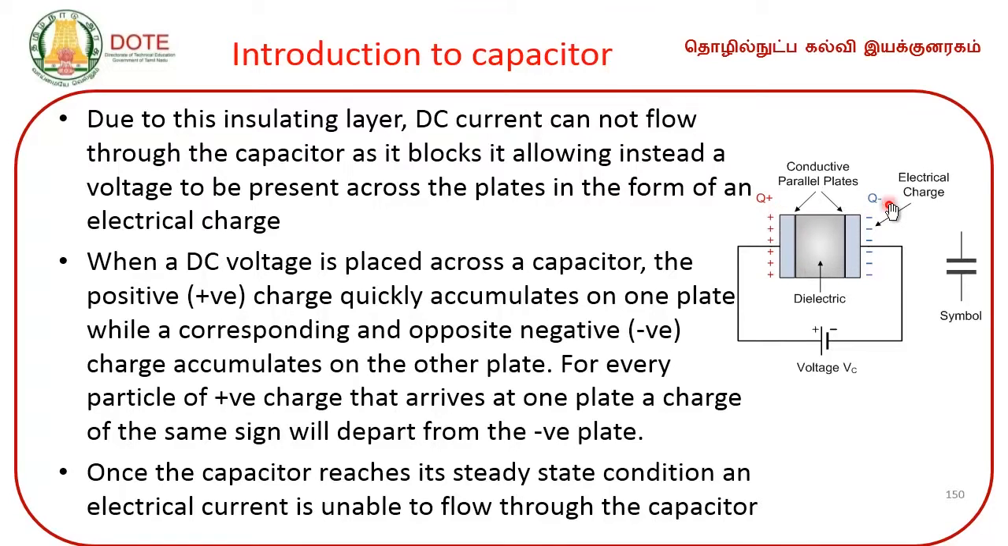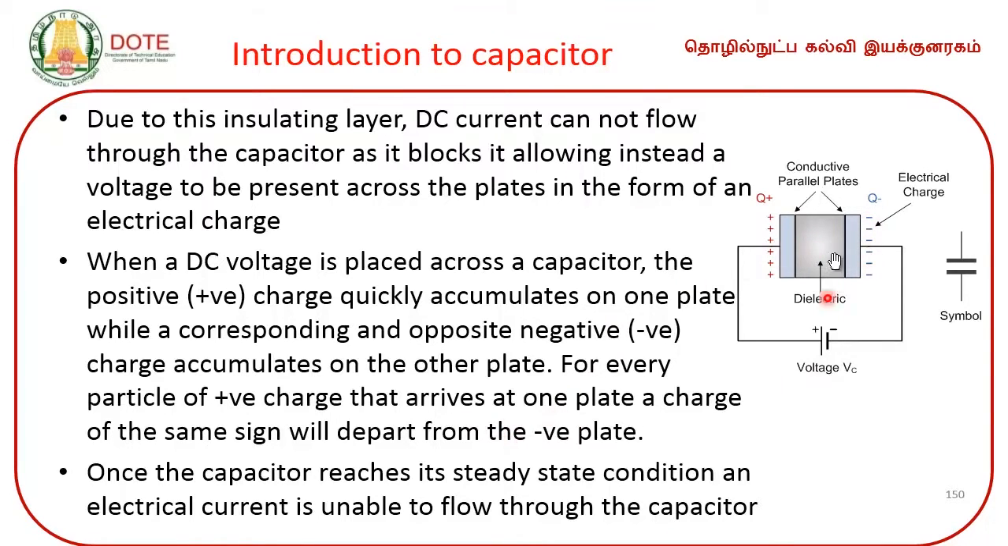ஸோ in between these two plates potential difference exists, that is called voltage. ஸோ ஒரு பேட்டரியை கனெக்ட் பண்ணோம்னா அந்த பேட்டரி எவ்வளோ வோல்ட்டோ, suppose if it is a 1 volt battery, all 1 volt will come across these two plates at steady state, right. So when a DC voltage is placed across the capacitor, the positive charge quickly accumulates on one plate and negative charge accumulates on the other plate. The potential difference exists between the two plates, right.